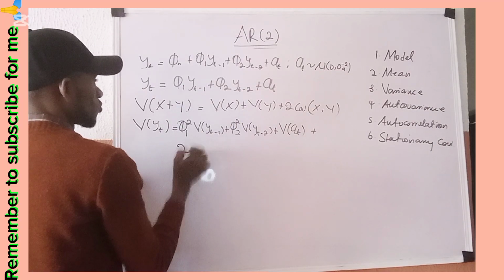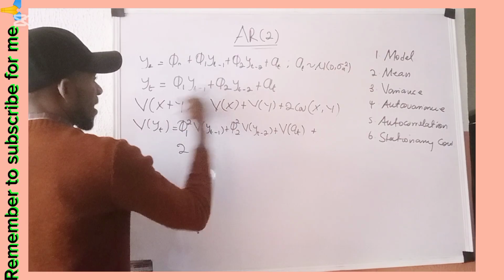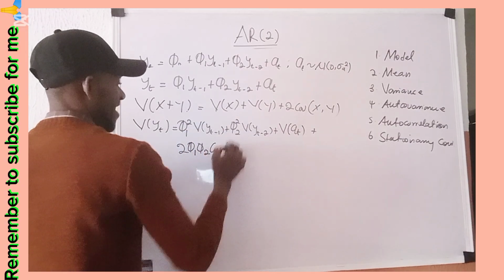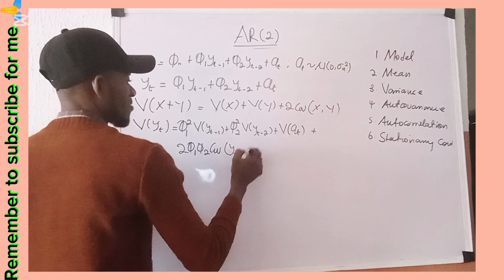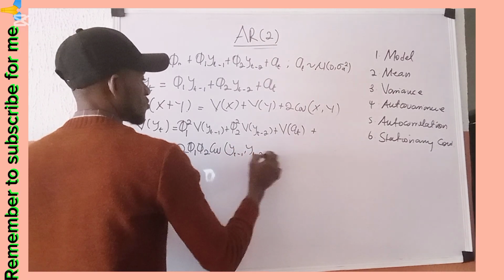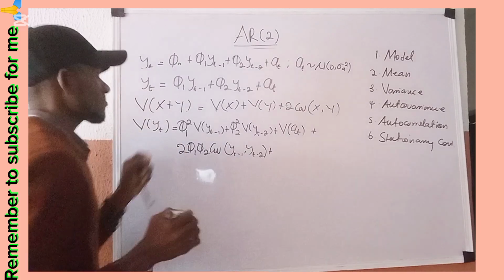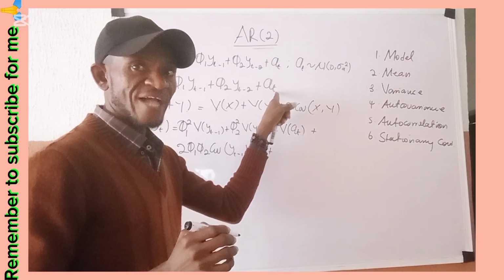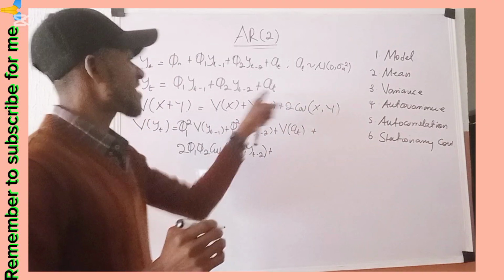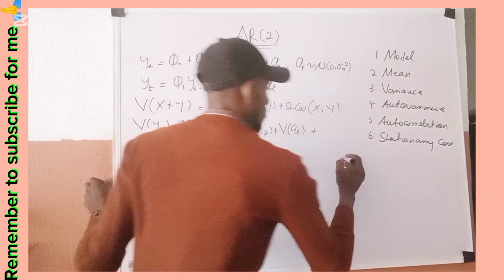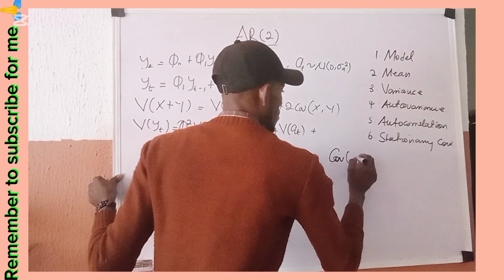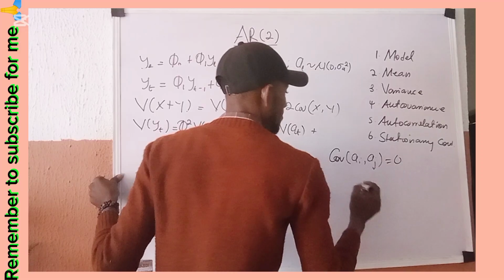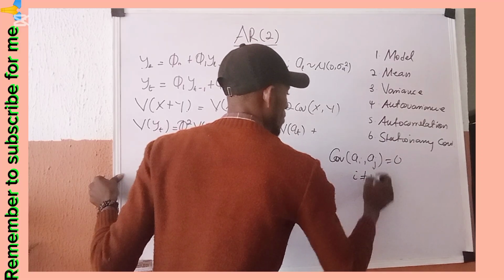So I have my y of t minus 2, but because I have the constants phi 1 and phi 2, I will bring them out: phi 1, phi 2, covariance of y of t minus 1, comma, y of t minus 2, close it, plus. When you take this and this, you find out that the covariance of a_i, comma a_j is equal to 0 for i not equal to j.